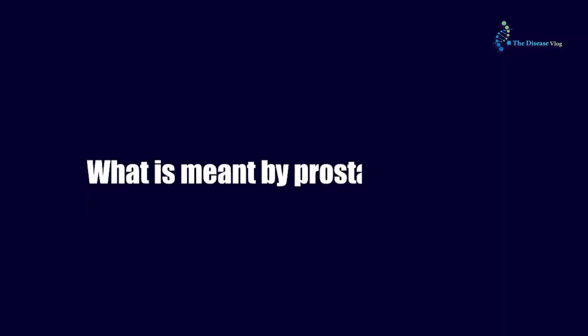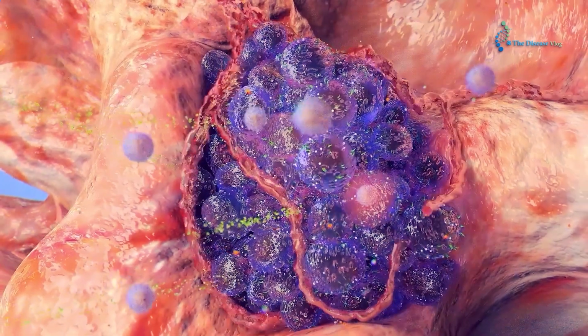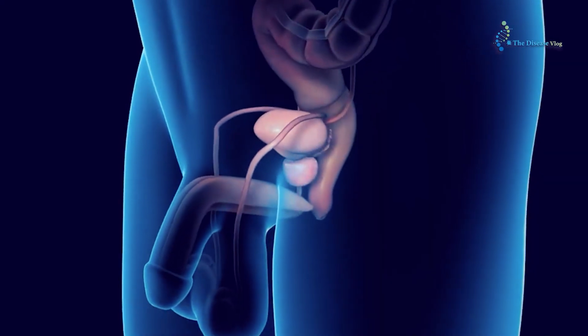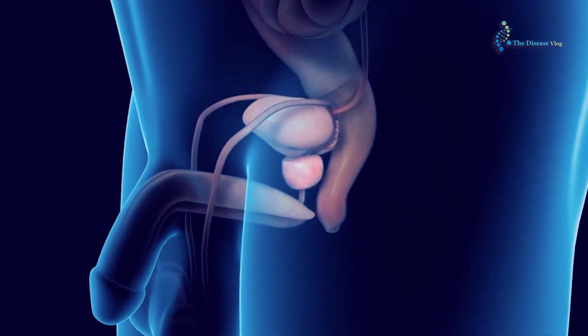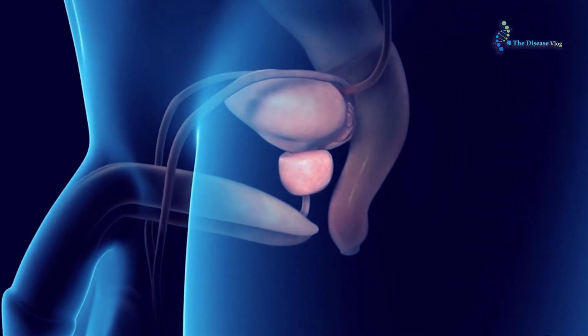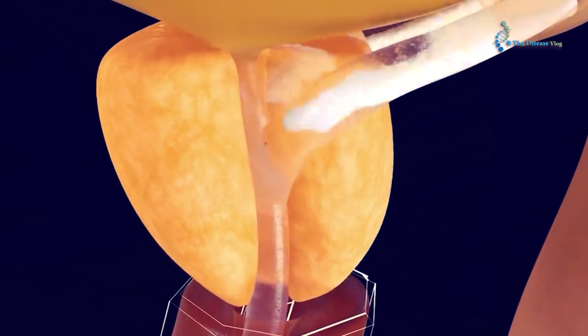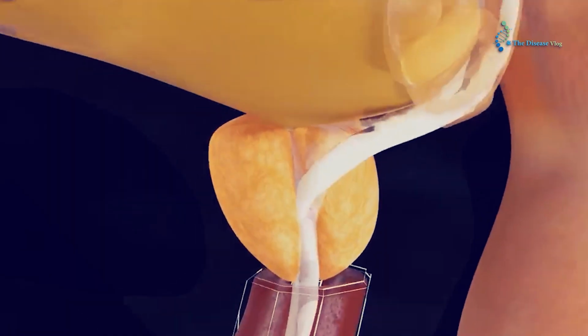What is meant by prostate cancer? A disease in which cancerous cells are developed in the prostate gland. The prostate is a small walnut-shaped structure just below the bladder and in front of the rectum in males. The function of this gland is to produce a fluid to grow and transfer the sperm.